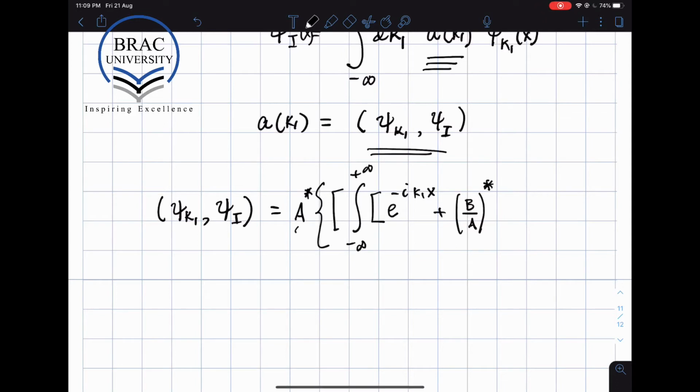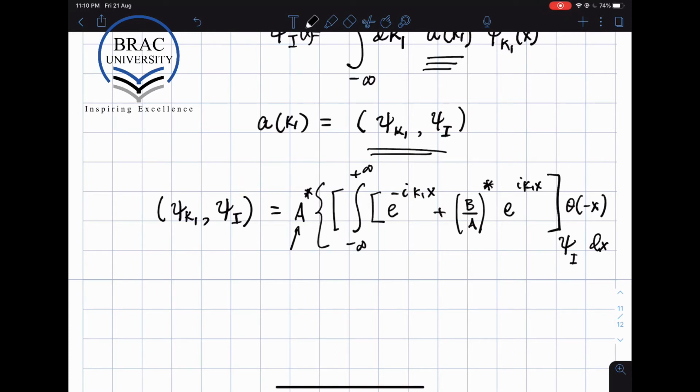I'm going to make a particular choice of a soon, but for now let's just conjugate this. So e^{ik1x}, and then the Heaviside theta function, the step function, is real, so we are not going to conjugate that. And then we have to multiply this with psi_I, and we have to integrate the whole thing over dx. So this is our first term.